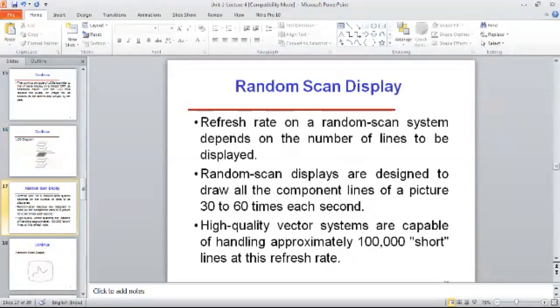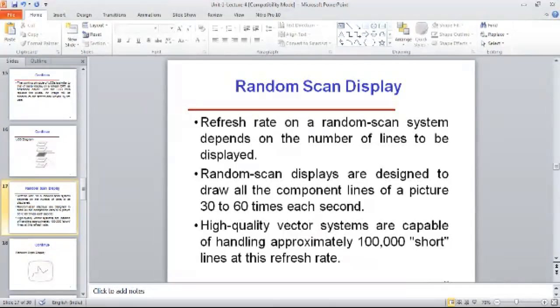What is the random scan display? In a random scan display, the refresh rate on a random scan system depends on the number of lines. We use the number of lines on the screen, and how the lines are changing on the screen is called the refresh rate. So on the random scan system we always use the number of lines to be displayed.